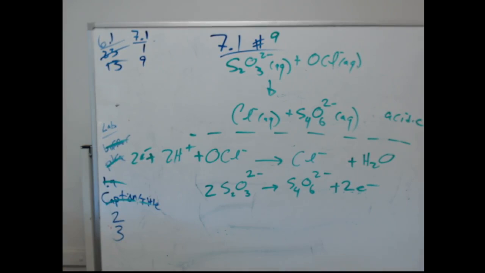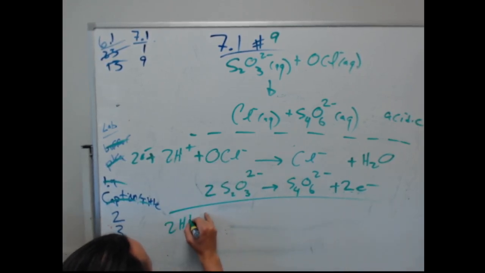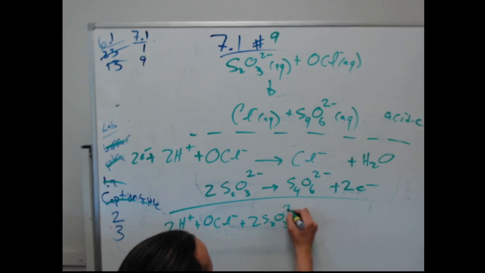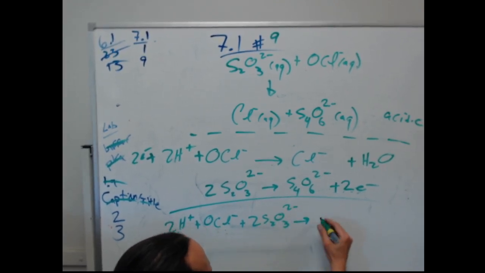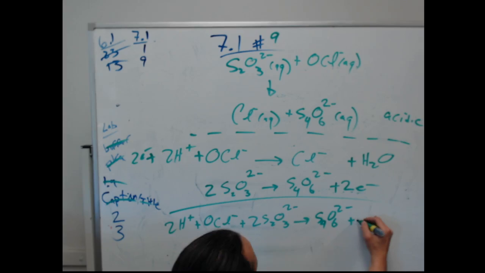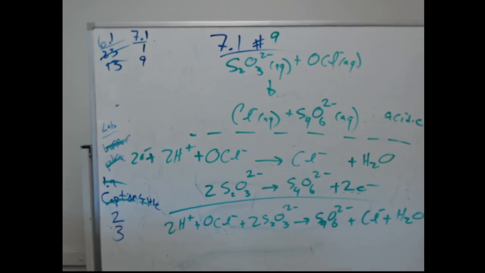So if they have the same amount of electrons, then you don't need to multiply them or anything. Correct. Then I can just put them together, and I'm going to get 2H+ plus OCl- plus 2 S2O3 2- goes to S4O6 2- plus Cl- plus H2O. I always like to double check at the end of that as well. So I've got 2 hydrogens, 1 oxygen, 1 oxygen, 1 chlorine, 1 chlorine, 4 sulfurs, 6 oxygens, 6 oxygens.